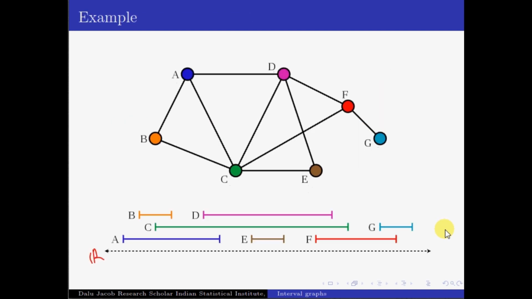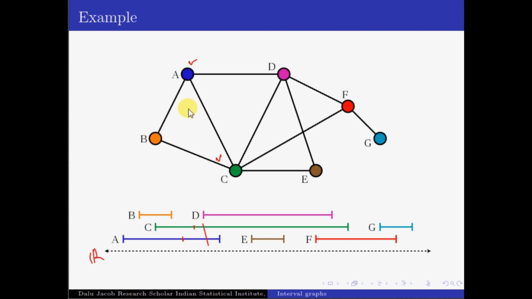Here, as we can see, each of the vertices is associated with an interval. For example, A is associated with this blue interval, D is associated with this purple interval, G is associated with this interval, and so on. So every vertex has an interval on the real line. Now, if you look at the vertices A and C, they are joined by an edge in the graph. When you look at the corresponding intervals, the interval corresponding to A is this, and the interval corresponding to C is this, and definitely they are intersecting with each other. So, as per our condition, it is true.